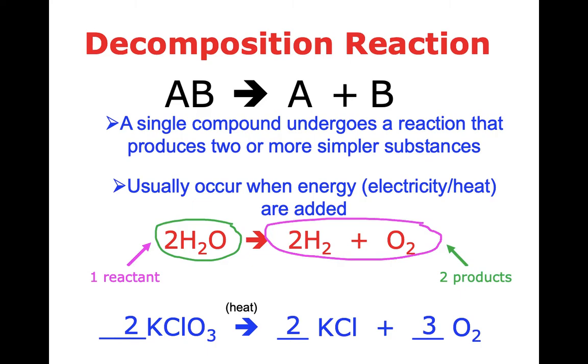Another example is decomposing potassium chlorate to produce potassium chloride and oxygen, and this one is balanced for you. One reactant, KClO3, producing 2 products, KCl and oxygen.